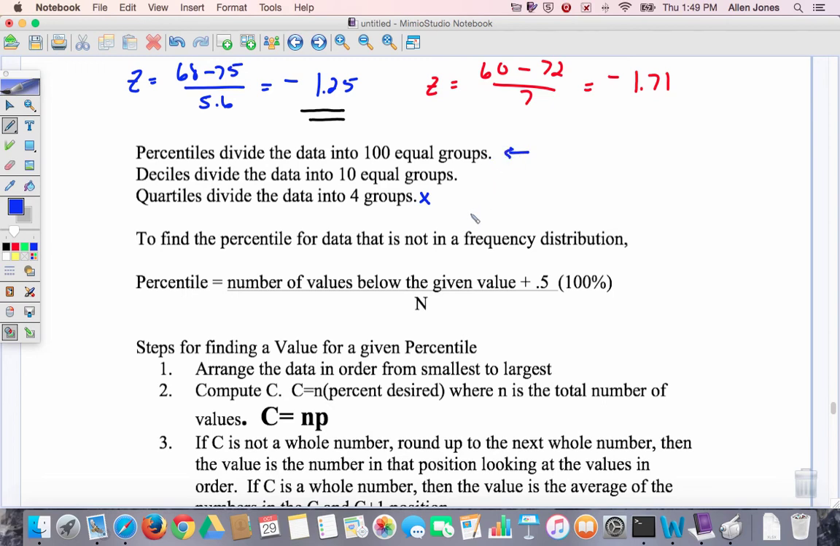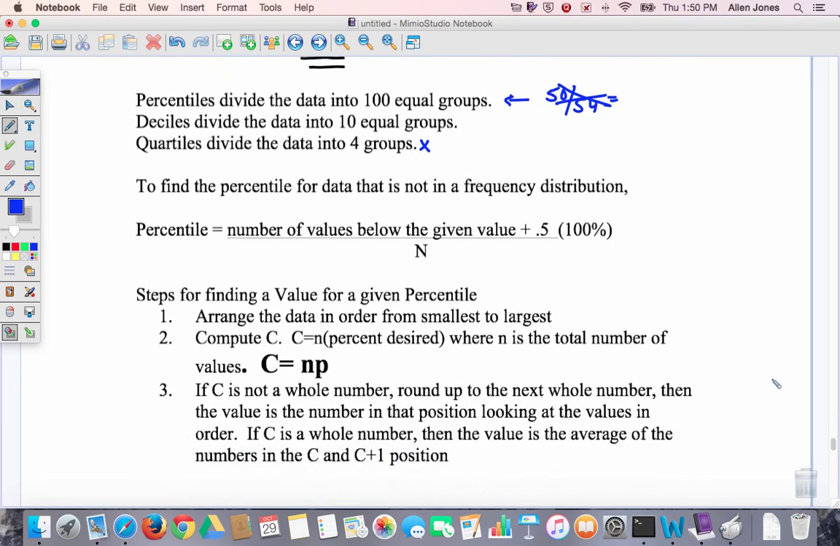Now percentiles are different than percentages. Percentiles tell us where a score ranks compared to the other scores that have been gathered. Percentages: if I hand back your stats test and you got a 50 out of 54, you divide that to get your percentage. That is the percentage that you got correct on the test, not your percentile. Okay, your percentile tells you where you rank. Now with our percentiles, we're going to do 3 different things.